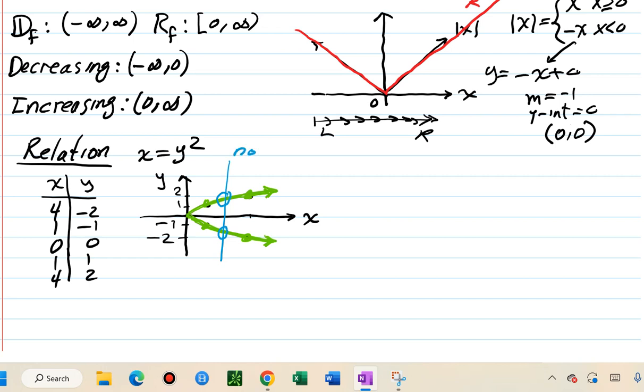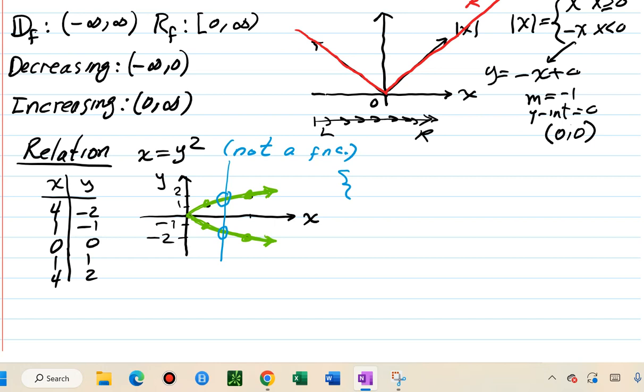So that's why I just called it a relation, not a function. That is not a function. So the things that we could do with a function, we are not allowed to do with this. And remember, all it takes is for the relation to have two ordered pairs that have the same first components.